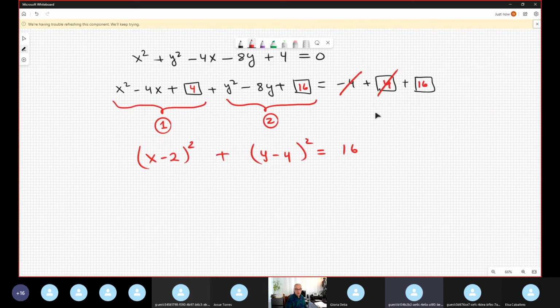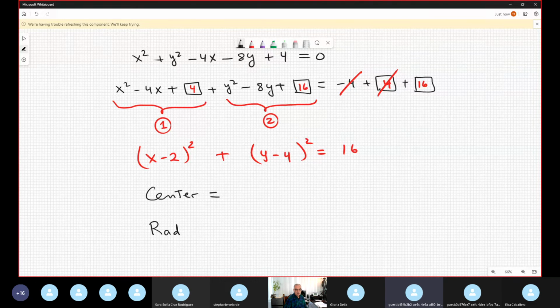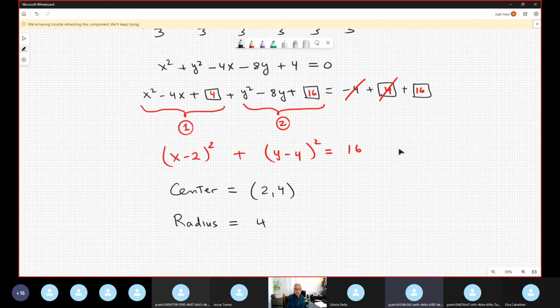Now I can determine super easily who is the center and the radius. Where is the center located? At the point, help me. 2 and 4. Positive both? Yes. And what about the radius? 4. Which is the square root of 16. Super.